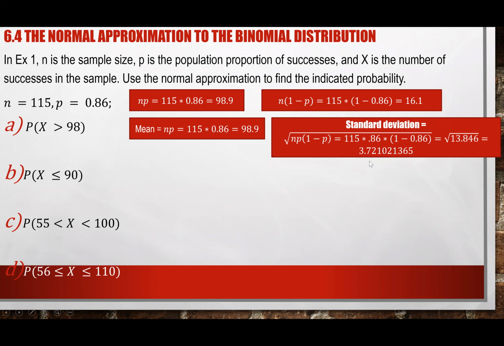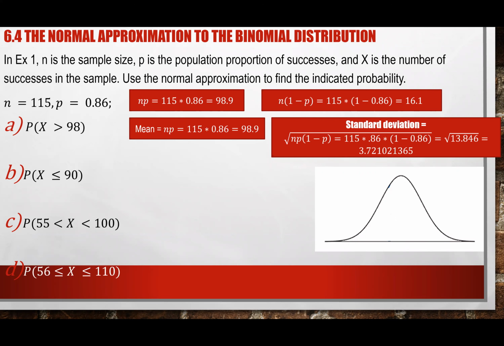3.721021365. And if you remember from Thursday, I told you to use as many decimals as you possibly can. Don't round your answer too much, because it will give you a wrong answer. You want to round only as a final answer. Okay, so once you find your mean and your standard deviation, we need to ask ourselves what area we're looking for.